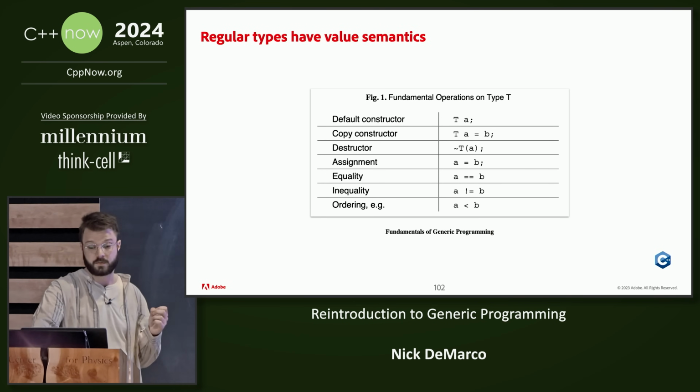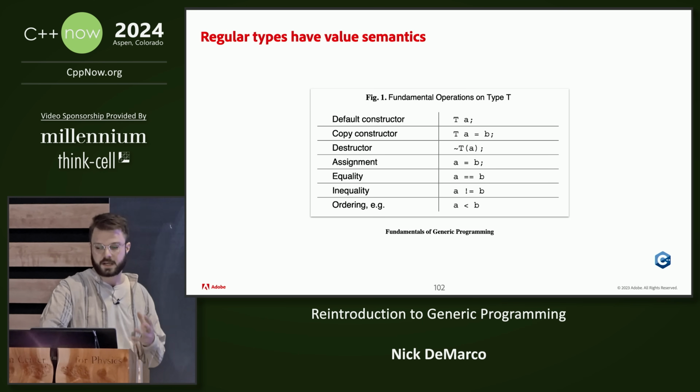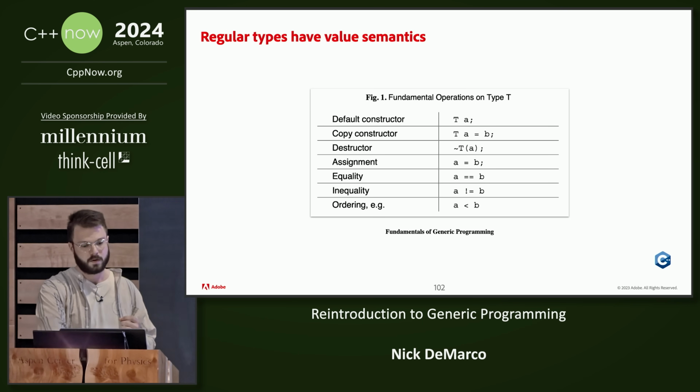This might feel like a bit of review for the folks that attended Tony's talk yesterday. But when discovering regular, the authors identified this set of basis operations that all of the built-in types supported. And they put forward the idea that types that emulate these semantics would be more easily used with standard generic algorithms.